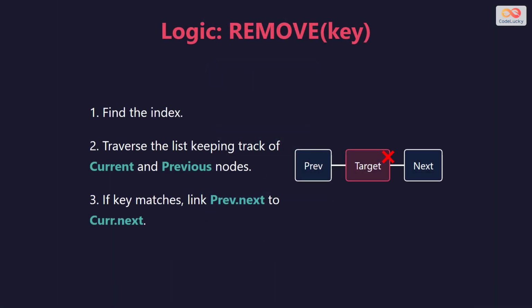To remove a key, we find the index and traverse the list. We need to keep track of the current and previous nodes. When we find the target key, we effectively bypass it by linking the previous node directly to the next node.